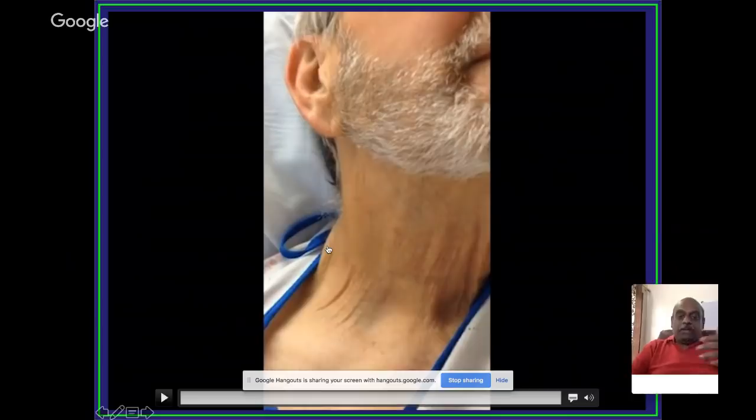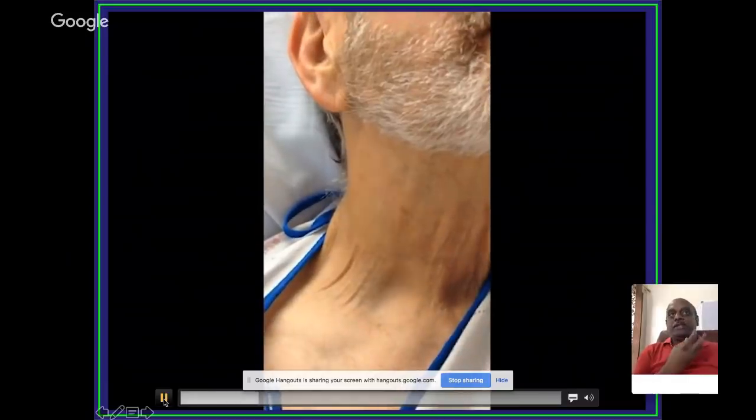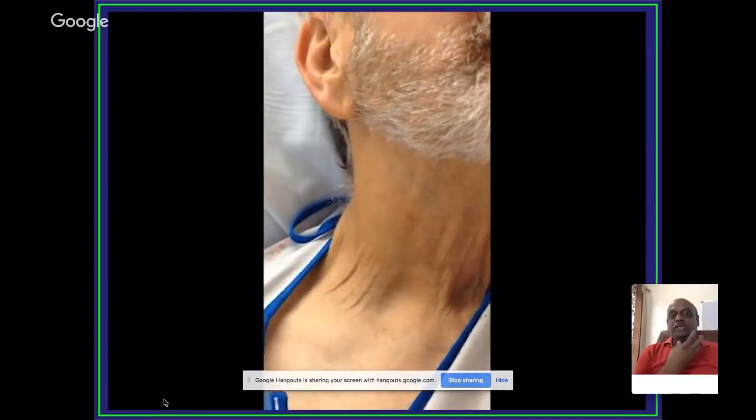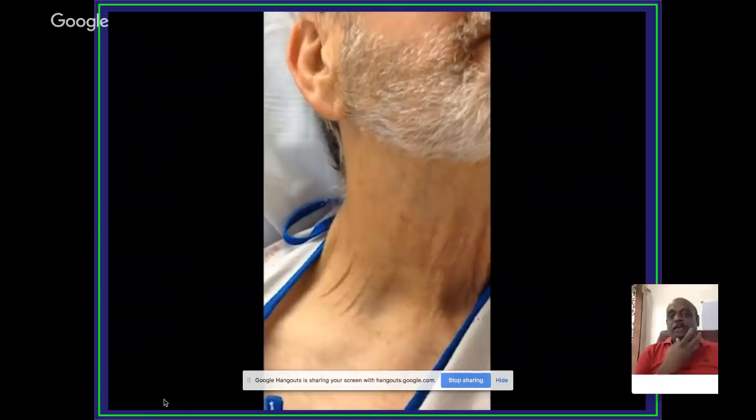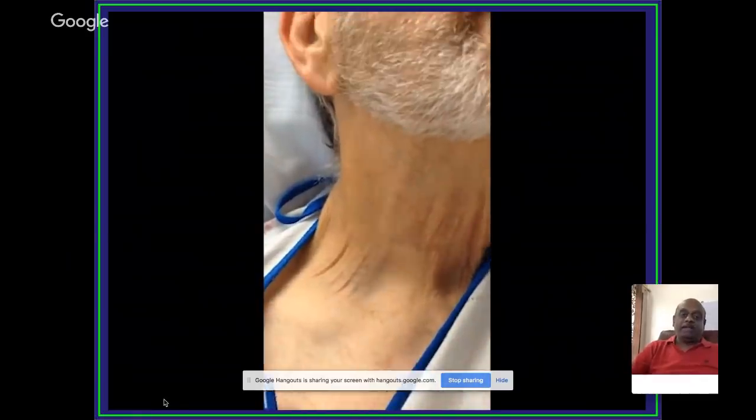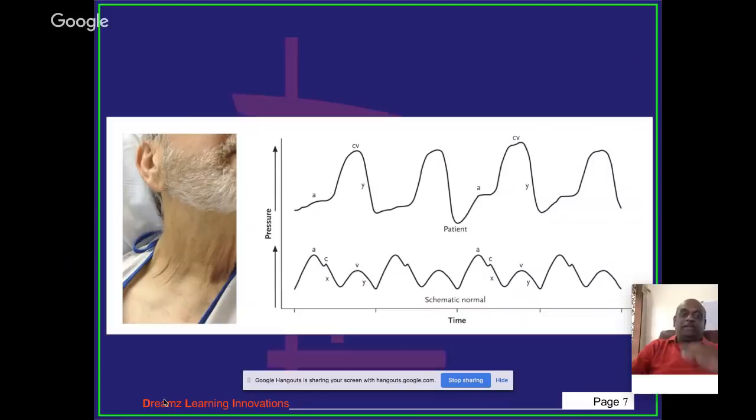So this is called Lancisi's sign, where you have a prominent pulsation happening in the jugular vein when there is a tricuspid regurgitation. Yes, that's all. Okay. That's good.